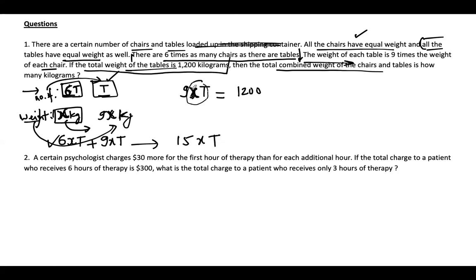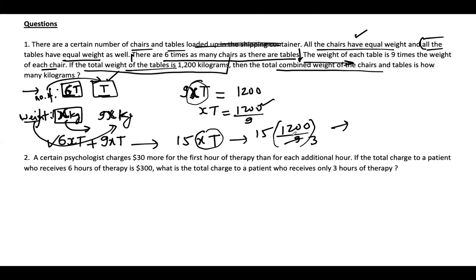Do we know the value of xt? Yes, we know now. 1200 by 9. So I can simply put the value of xt here. 1200 by 9. So 3 3s are 9, 3 4s are 12, and 3 5s are 15. Then 15 times 1200 by 9 gives 5 into 4 is 20, along with 2 zeros. So 2000 kg.